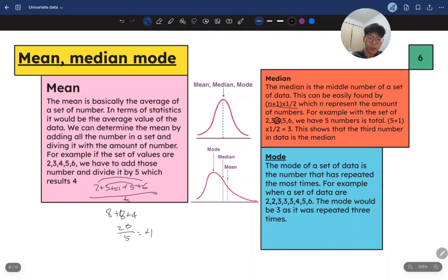Thirdly, what is the mode? The mode of a set of data is the number that has been repeated the most times. For example, when a set of data is 2, 2, 3, 2, 3, 4, 5, 6, the mode would be 3, as 3 was repeated 3 times, which is more than any others. So, let's look at this graph. The mode is the most repeated one, so that's why it's at the peak. The median is the most middle one, so the distance between this and this will be the same. And the mean is the average: this plus every single dot, divided by the number of dots. Simple as that.